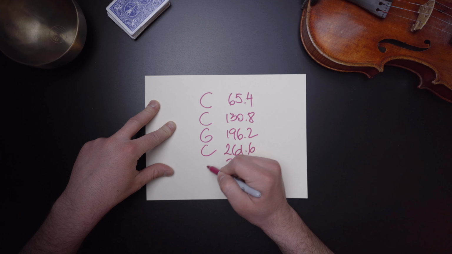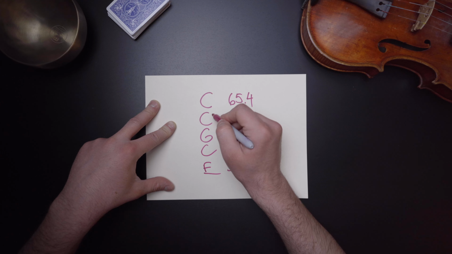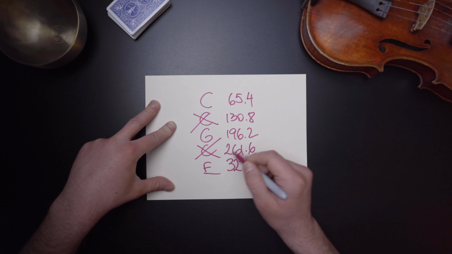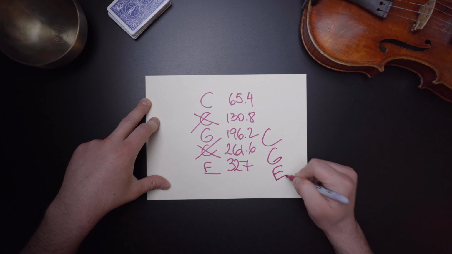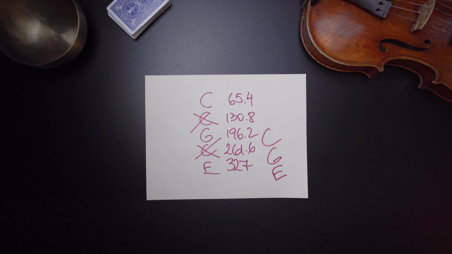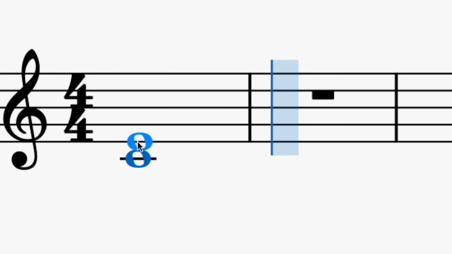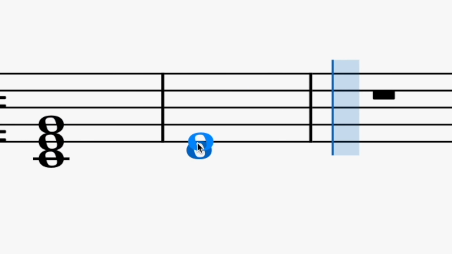C, C, G, C, E. If we eliminate the pitches that repeat, the extra Cs, we are left with C, G, and E, a C major triad, or a C major chord. I think that is where we're getting our harmony from nature, really.